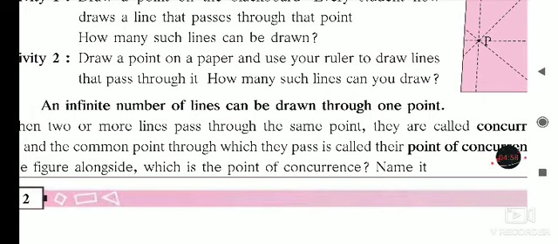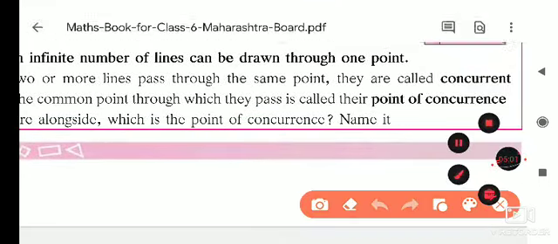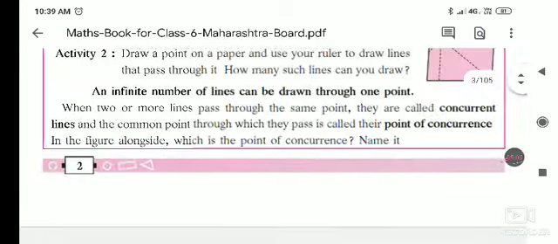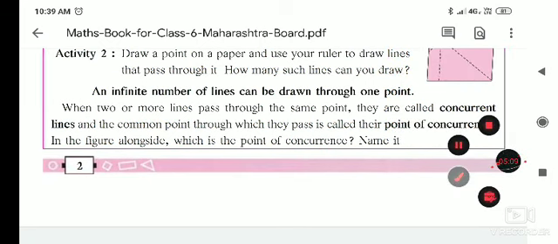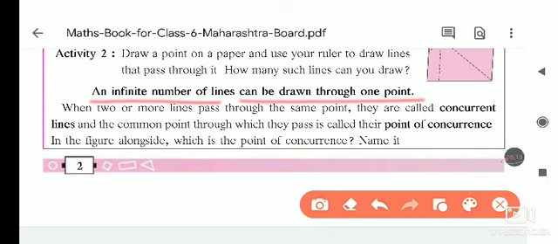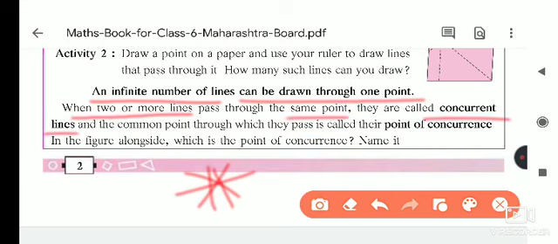So we saw that the main thing from this is that an infinite number of lines can pass through, or can be drawn from, a single point. That we saw yesterday. Just see this figure also, we can pass a number of lines through this point. And this is the definition of concurrent lines: when two or more lines pass through the same point, then they are called concurrent lines, and that point is called the point of concurrence. That we saw yesterday.